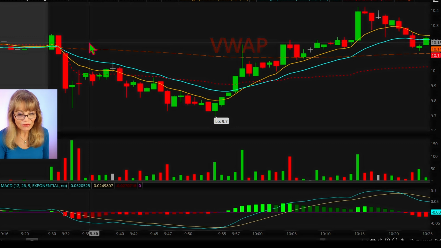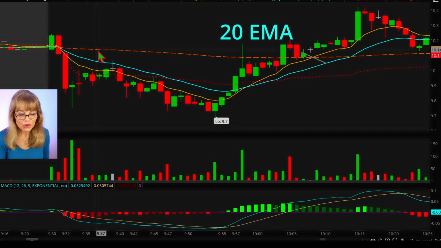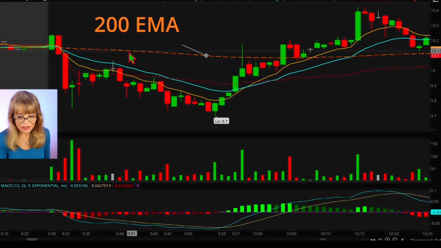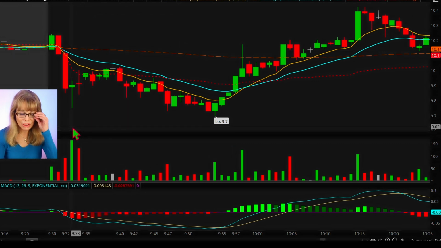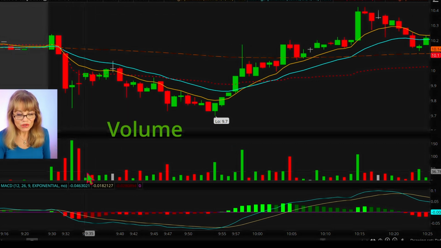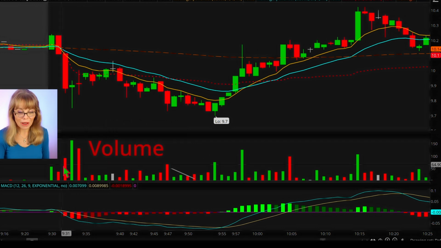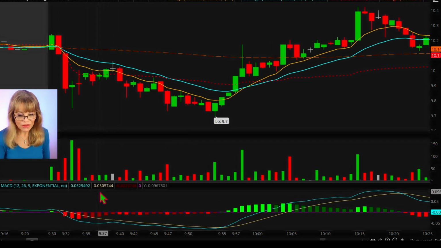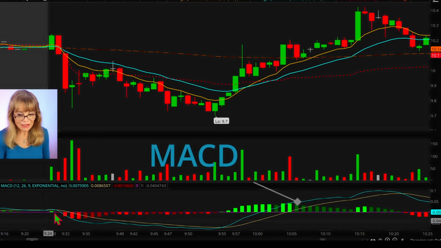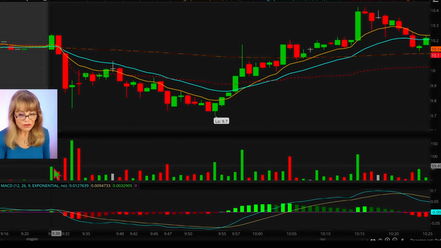On this, I have the volume weighted average price indicator, which is the red dotted line. I have the 9 EMA, which is a yellow line. The blue line is a 20 EMA, and then the 200 exponential moving average is the long dotted orange line. Below that, I have another indicator, which is my volume bar that shows how much volume is being traded at that moment. And below that is the MACD. So the MACD, you can see, gives you clear signals here of when the stock is trending lower. We can see that on our candlesticks.